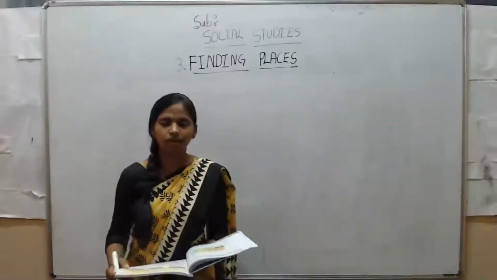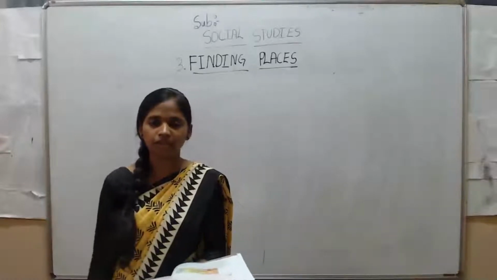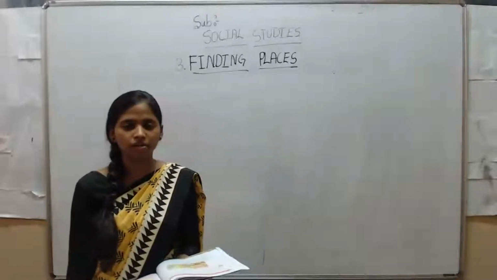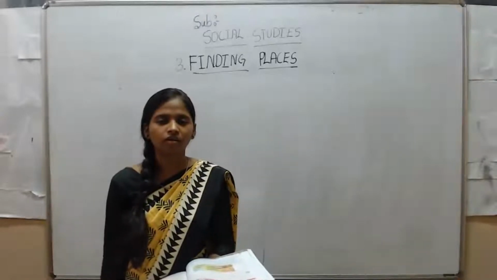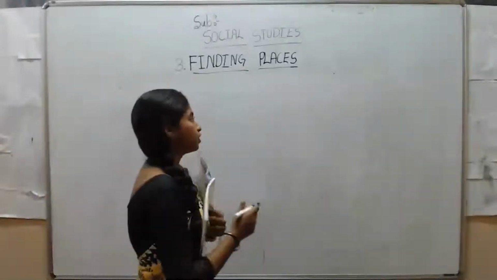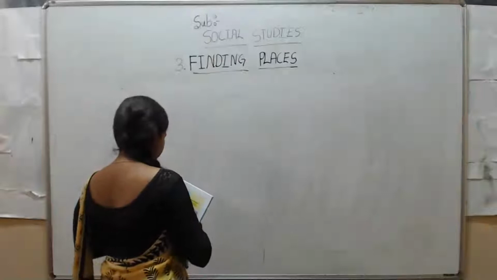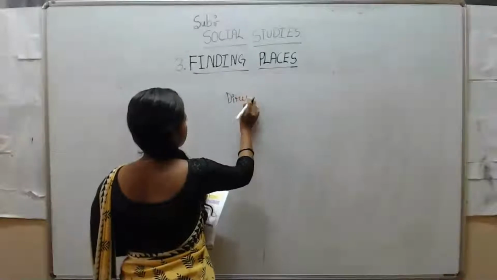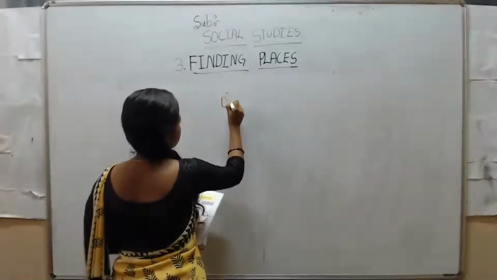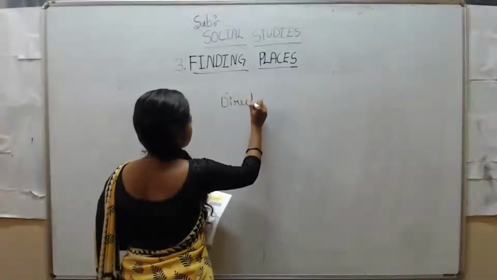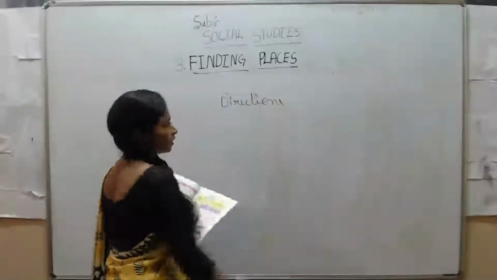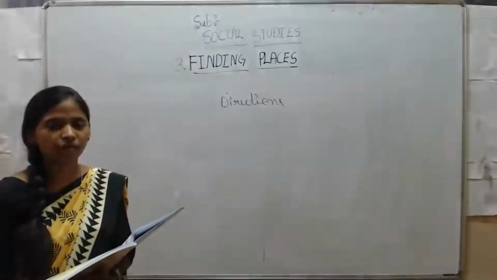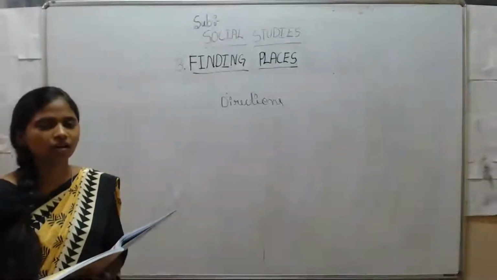So, the title itself tells that finding places. How can you find the places? You can find the places by using direction. What are the necessary things to find the places? Those are directions. Directions are the necessary things to find out the places. So how many directions do we have? We have 4 main directions and 4 sub-directions.